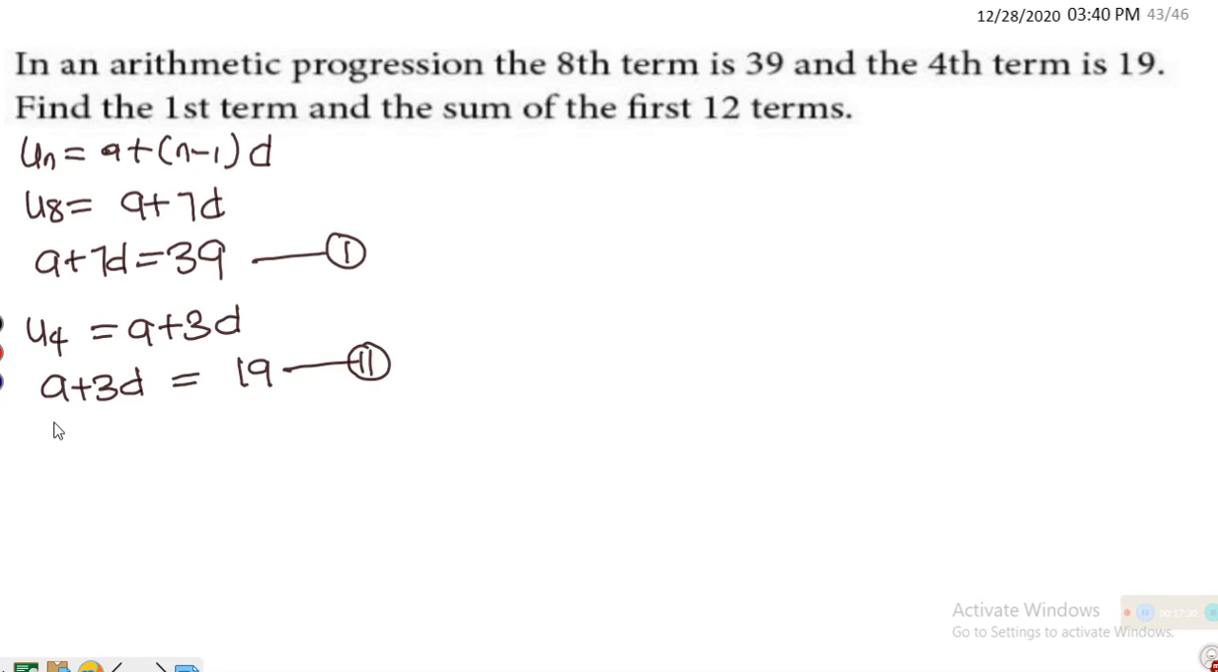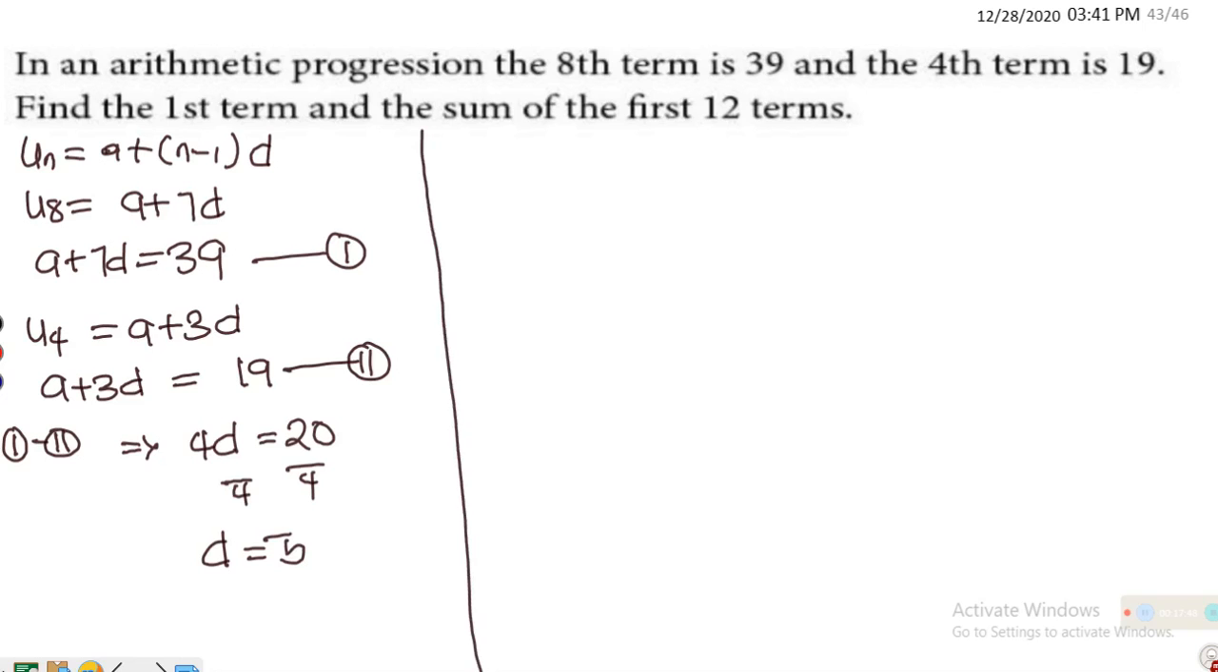So from equations 1 and 2, solving simultaneously by the method of elimination, subtracting 2 from 1, we have 7d minus 3d equals 4d. 39 minus 19, we have 20. Divide both sides by 4. So we have d equals 5.